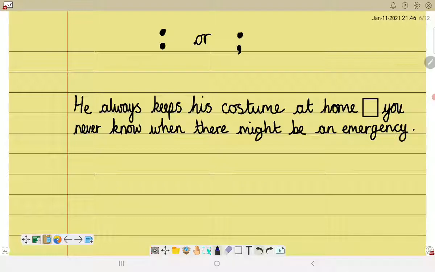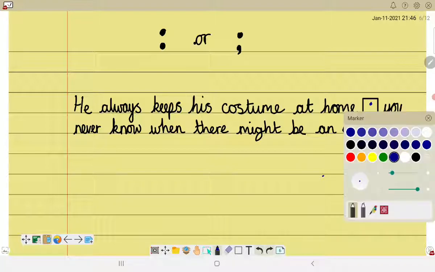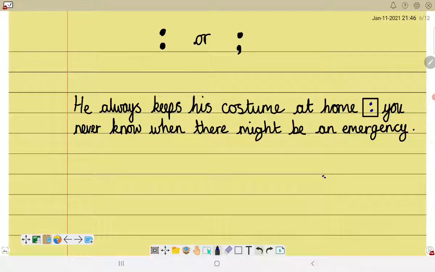So because we could put the word because here, do we use a colon or a semicolon? Can you remember? It's a colon. A colon is because, and a semicolon is and or but. So we're going to put a colon in there.